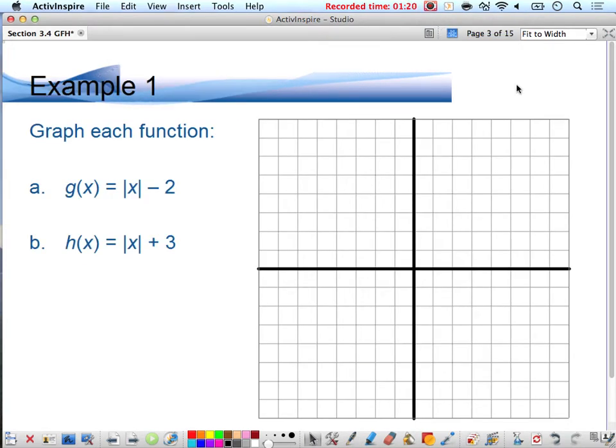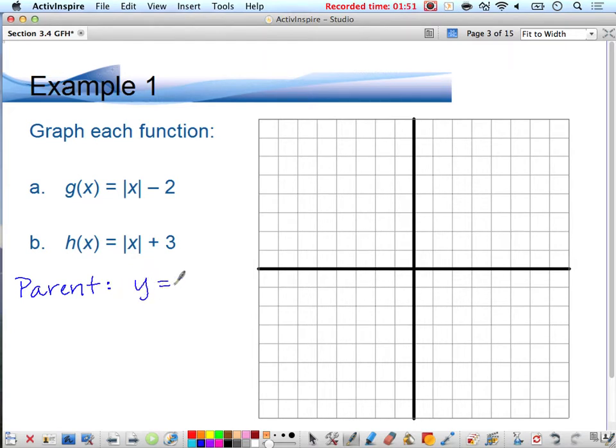For our first example, we would like to use translations to graph g of x equals the absolute value of x minus 2, and h of x equals the absolute value of x plus 3. To start talking about these, we need to talk about what we call the parent function. The parent function is the original function before it was shifted, and it'll be a very basic function. The parent function of these two, if you had to guess, what would you guess it was?